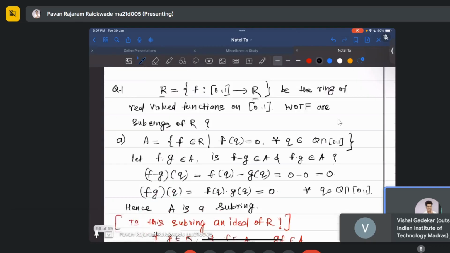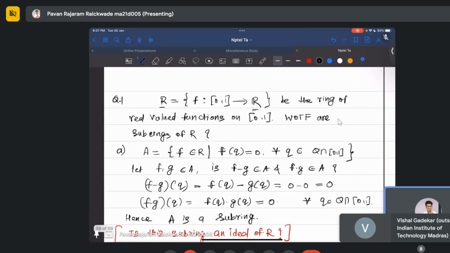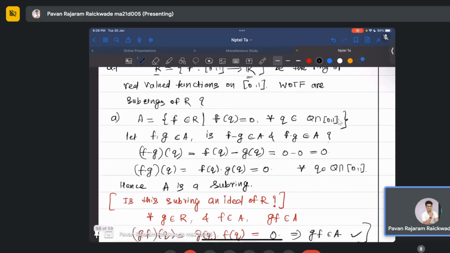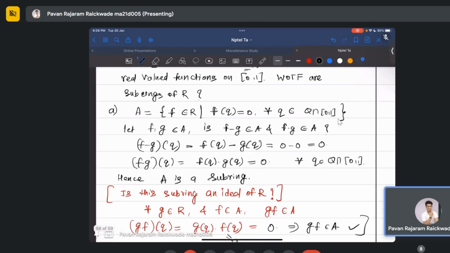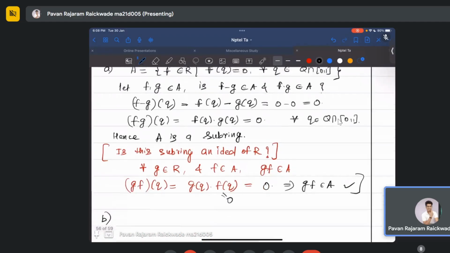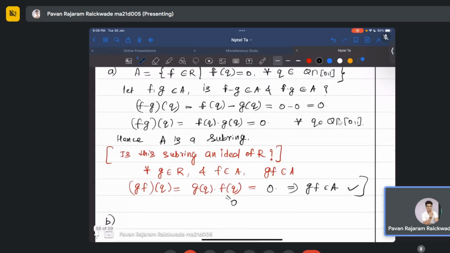For those who just joined, the first question is: R is the ring of all real valued functions on [0, 1]. Then we are asking which of the following subsets of R is a subring. The first subset was the set of all functions which are 0 on the rationals in [0, 1]. The answer is yes, this is a subring. Furthermore, it is also an ideal.